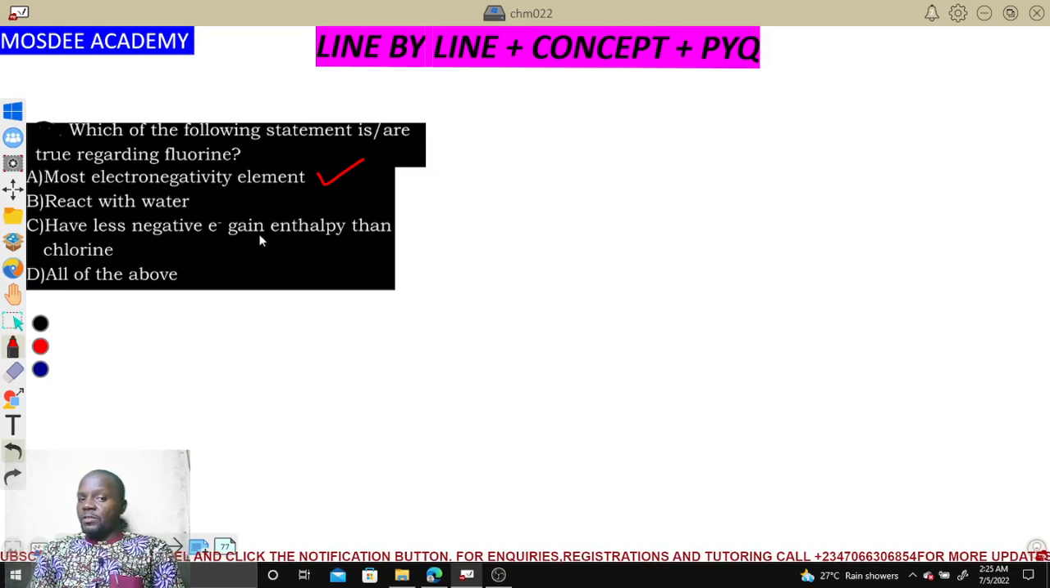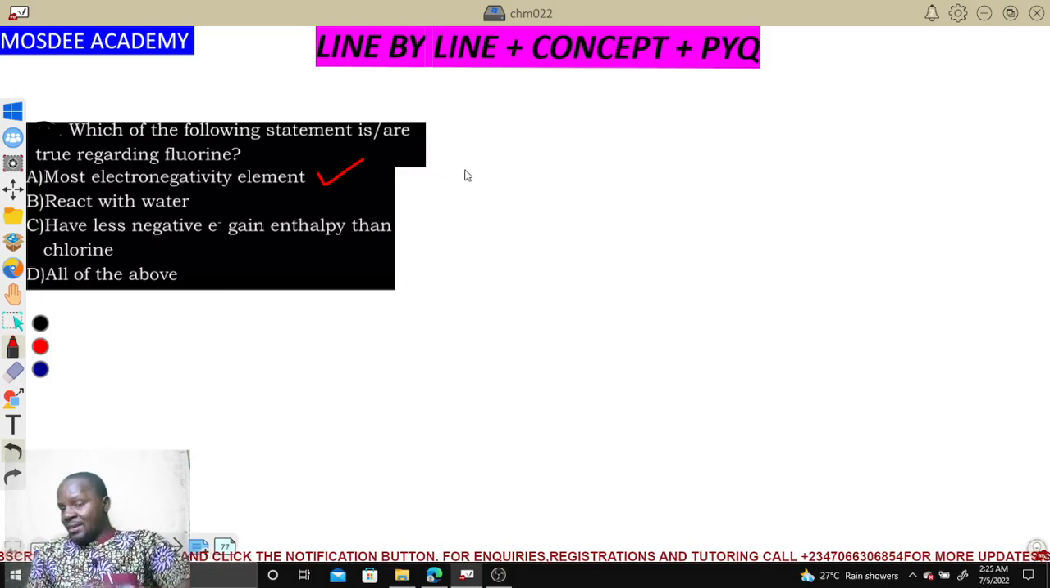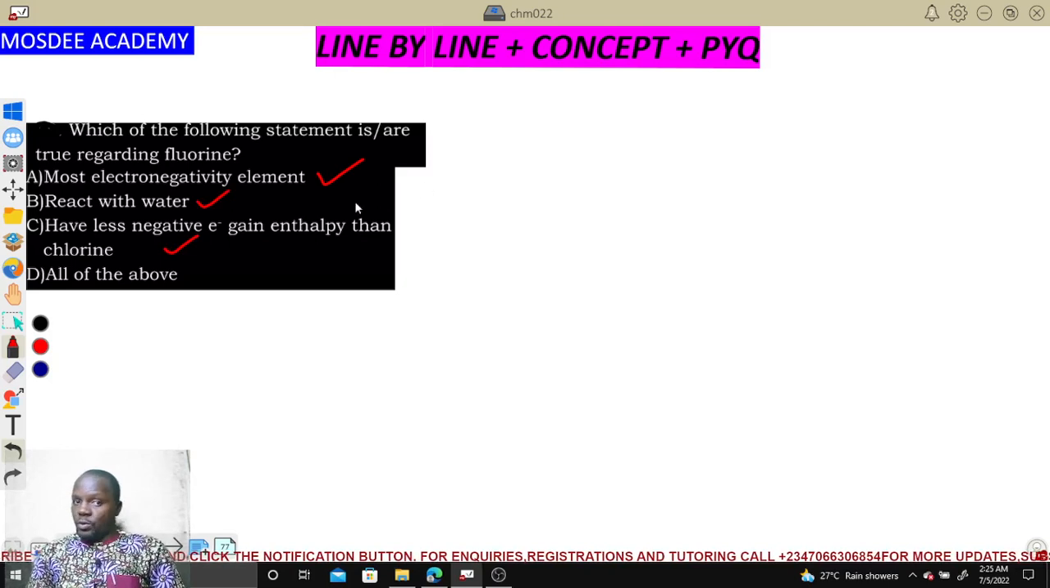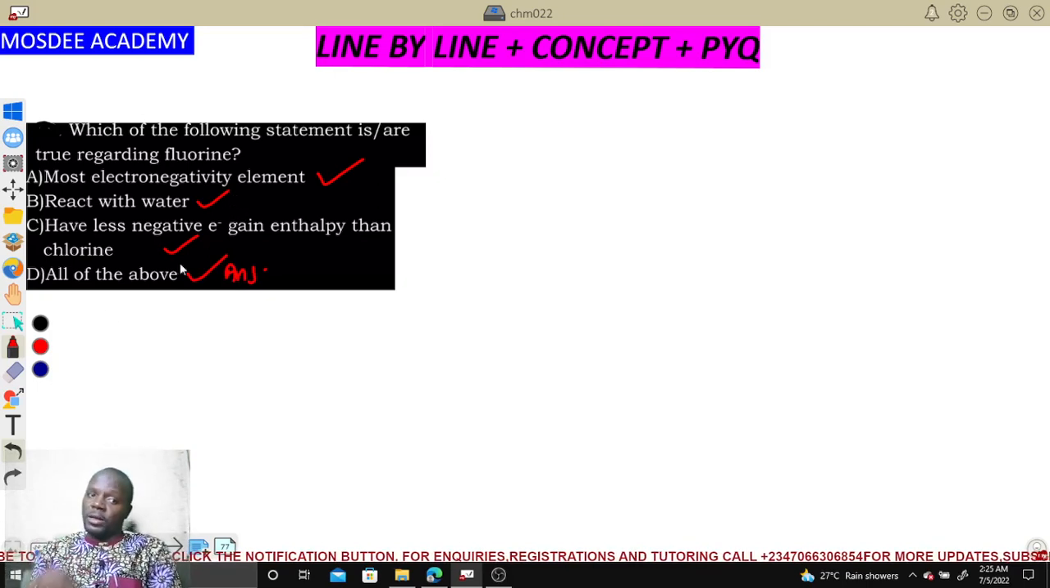Fluorine has less electron gain enthalpy. We talked about the trend, it decreases down the group. Admin, don't sleep on the bike. They have less, so this is correct. Fluorine reacts with water to form oxygen. We're going to talk about that now. So all of the above is correct, and this will be the answer to this question, because all these are what we've talked about in the concept of fluorine. So now we move to the next one.